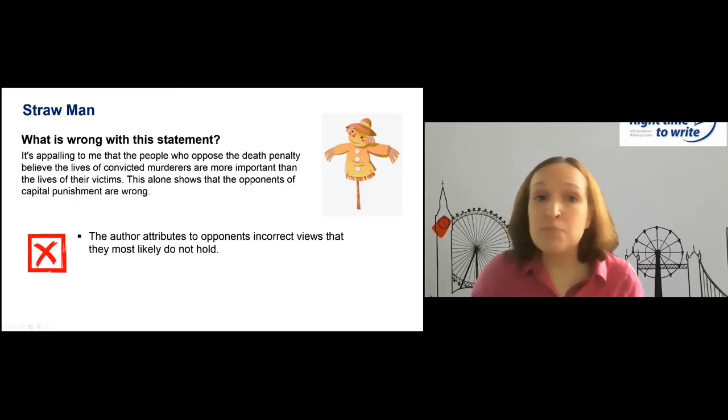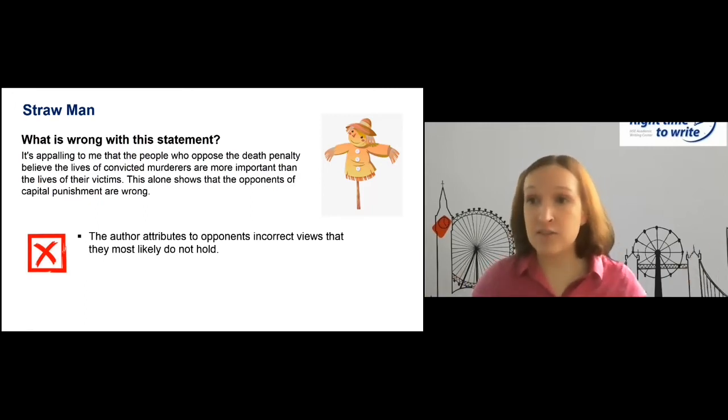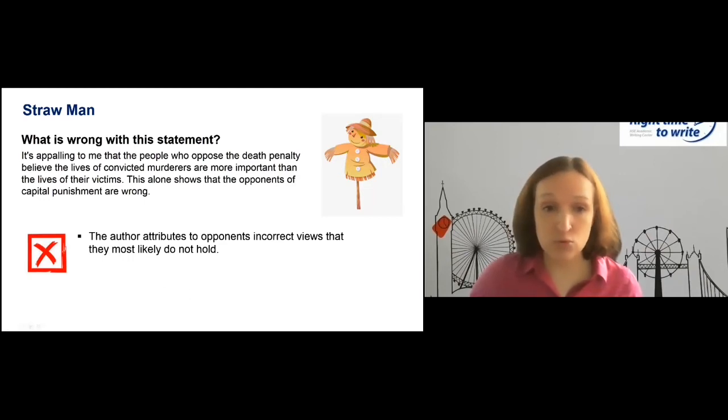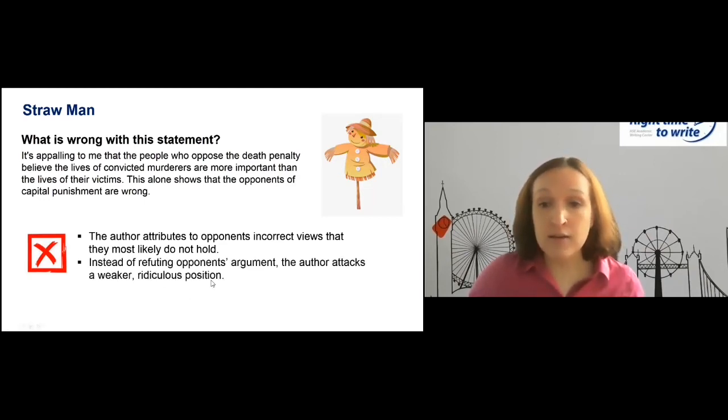And the author attributes to opponents incorrect views that they most likely do not hold. Who says that people who oppose the capital punishment think that the lives of convicted murderers are more valuable, more important than the lives of their victims? Nobody states that. But the author of the argument just chooses to claim that, to represent the opponent's point of view in this way, to make it easier for him to refute it. The author attacks a weaker, a ridiculous position.